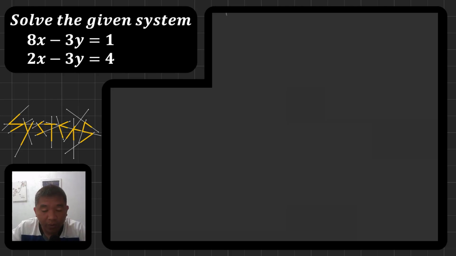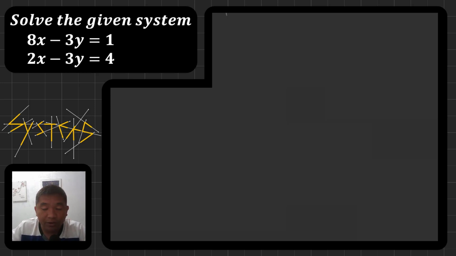Hello there! We are to solve for this given linear system. We have 8x minus 3y equals 1 and 2x minus 3y equals 4. So we are given this linear system, or specifically known as linear equations in two variables, for we have x and y variables and the exponents of x and y are both 1.